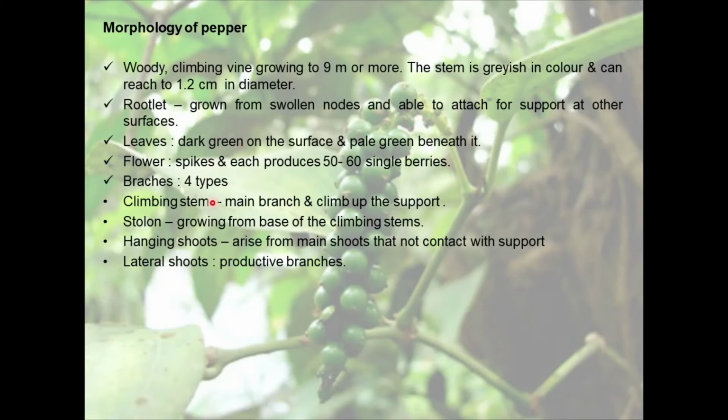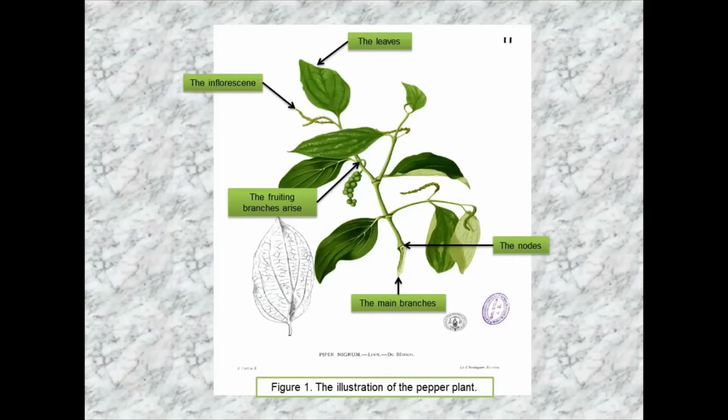It has 4 types of branches. The climbing stem is the main branch and climbs up the support. Stolons grow from the base of the climbing stems. Hanging shoots arise from main shoots that do not contact the support, and lateral shoots are the productive branches. So these are the structure of the pepper: the leaves, the inflorescence, the fruiting branches that arise from the nodes, and the main branches.